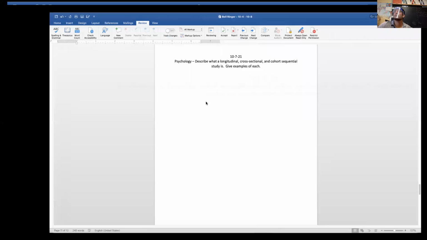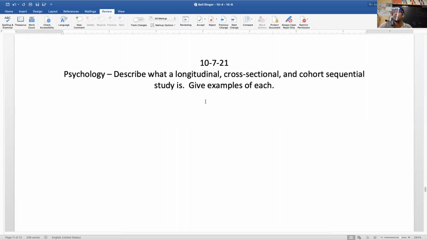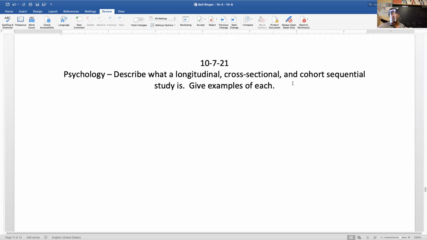Okay. So bell ringer for today, we got describe what a longitudinal, cross-sectional, and cohort sequential study is, and give examples of each. Yesterday, I asked you before you left to think of some examples of these types of studies.